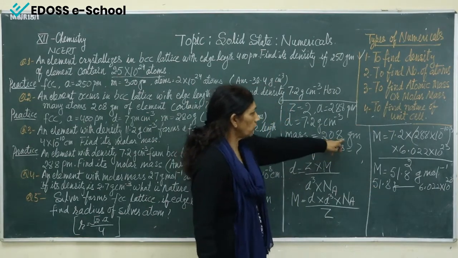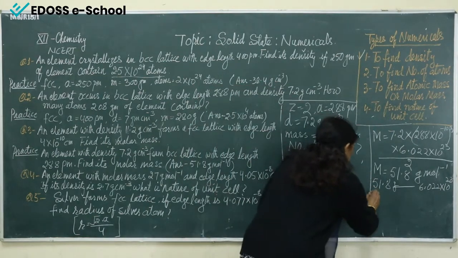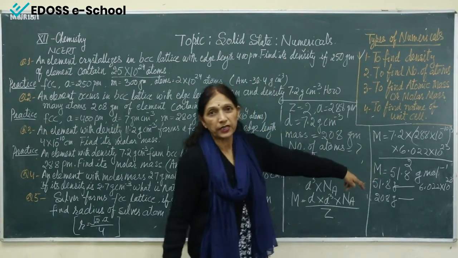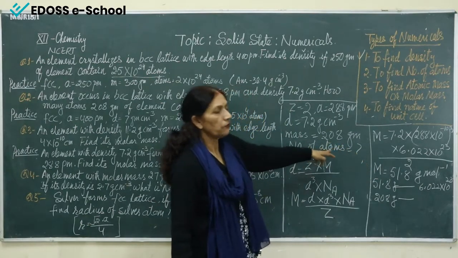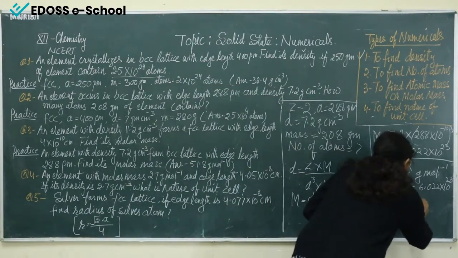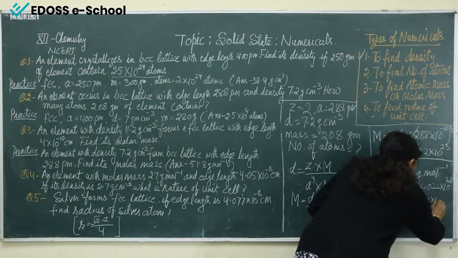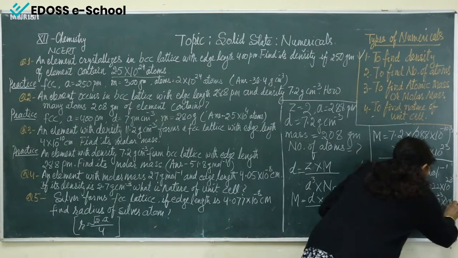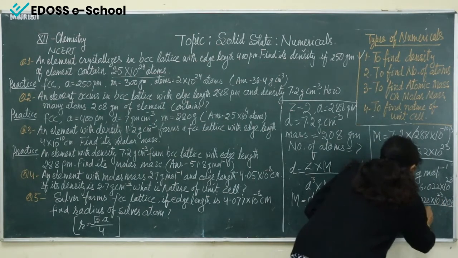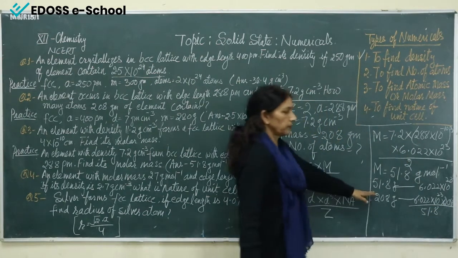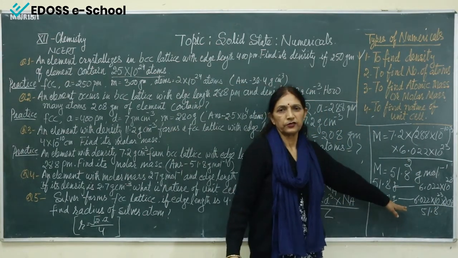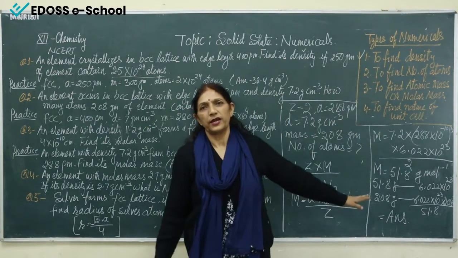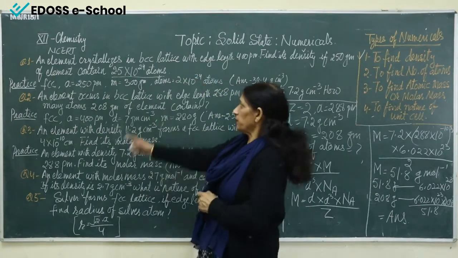Therefore, 208 gram will contain how many number of atoms? So this will be 6.022 into 10 raised to power 23 multiplied by 208 upon 51.8. After calculating this you will get the answer, the number of atoms. So this is the second type of question.